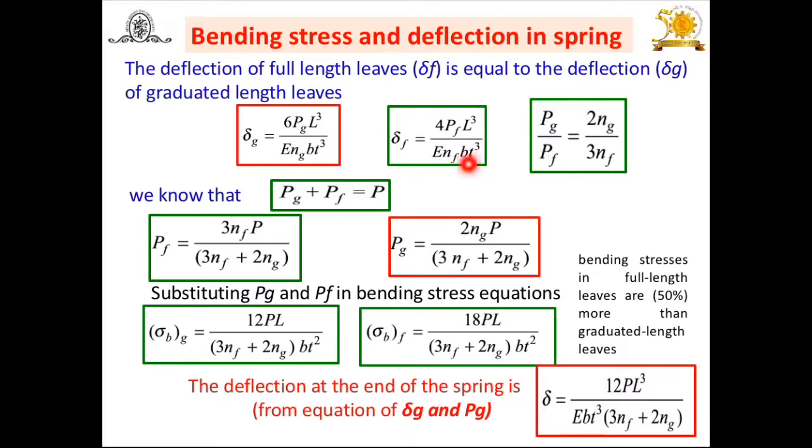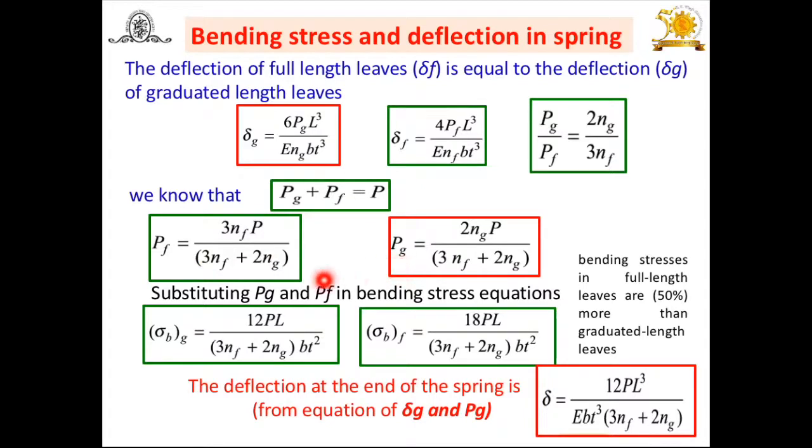So by using this equation, you can substitute here PG, and then you will get PF and PG. By using this equation and this equation, we can find out PF and PG. That means the load taken by the full length leaves and the load taken by the graduated leaves.